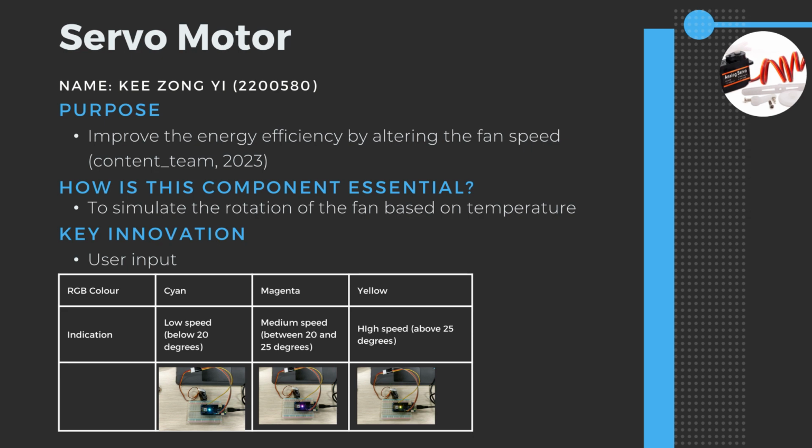will show yellow. The motor is the only component that can simulate the rotating speed of the fan. One of the key innovations is that the user can choose to switch on or off the fan using the MQTT panel.